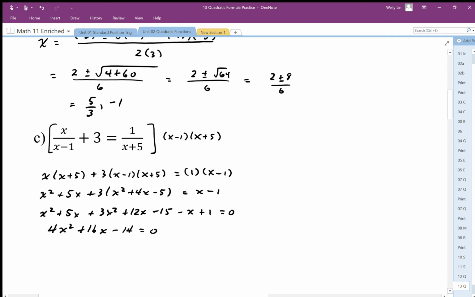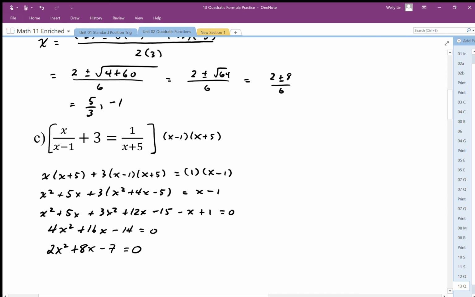Okay, at this point, I could just plug these numbers in, but since this is an equation, and these are all even terms, I can actually get rid of one of the factors. Okay, and I can get rid of the factor of 2 here. So I'm going to divide this by 2. So I end up with 2x squared plus 8x minus 7 equals 0.